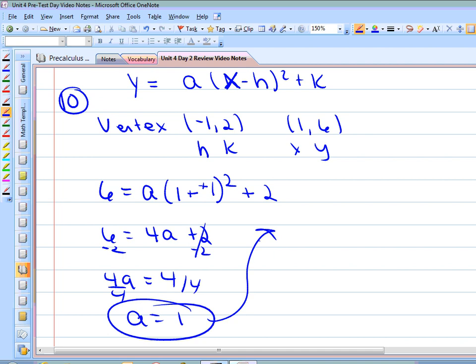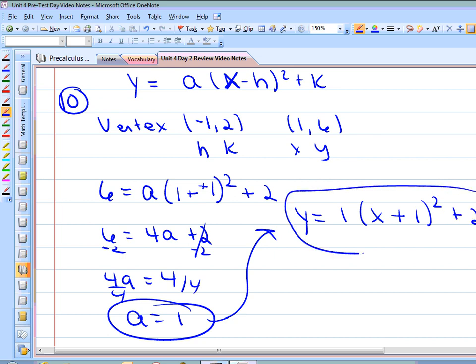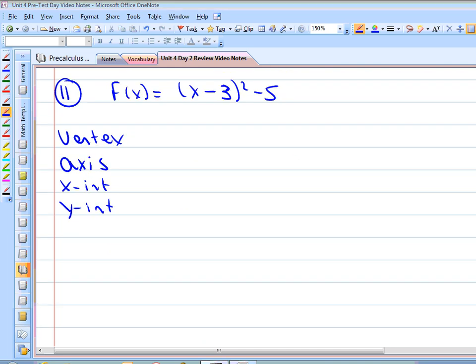That's part 1, but what you really want is the equation. So y equals our a value of 1 times (x, and remember, we're going to put in our h, so minus a -1, which is plus a 1. Watch that) squared, plus k, which is 2. That would be our final answer. Go Bearcats.